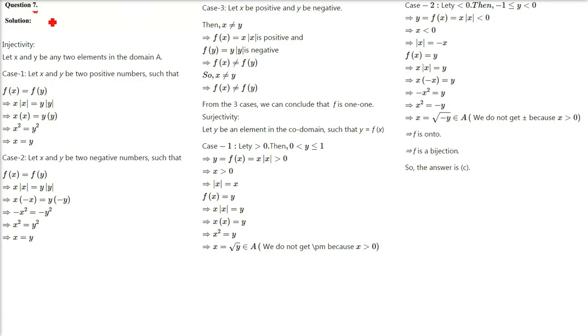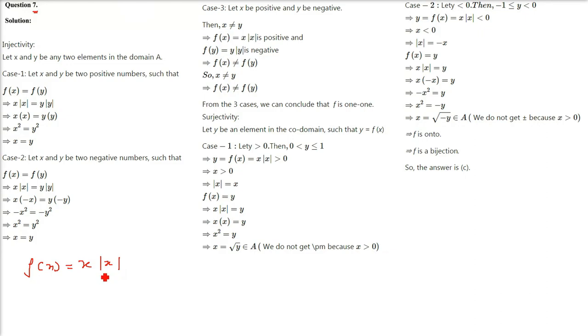Then the mapping is also given from f from A to B, and this is given by f(x) equals x into mod x. So what is the mapping given? Because f(x) equals x into mod x, this is the mapping being given. So there are 4 options.